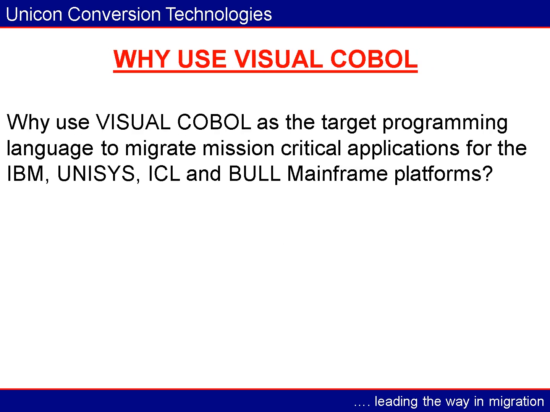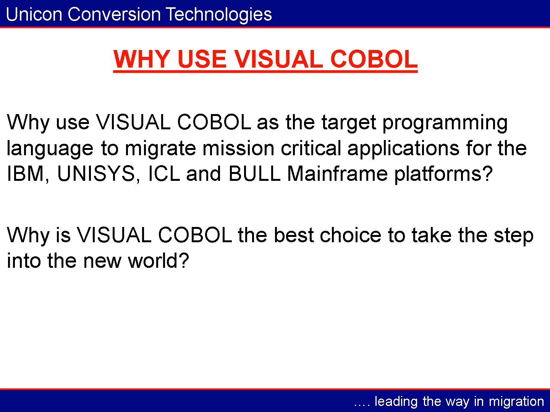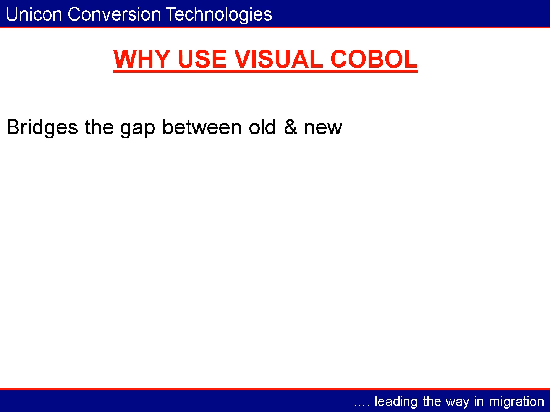But why use Visual Cobol as the target programming language to migrate mission-critical applications from the IBM, Unisys, ICL, and Bull mainframe platforms? Why not use other Cobols, or C# or Java? Why is Visual Cobol the best choice to take the step into the new world? Most simply and most specifically stated, Visual Cobol bridges the gap between the application coding world of the old legacy mainframe platforms and the application coding world of the new Agile Cloud Windows platforms.